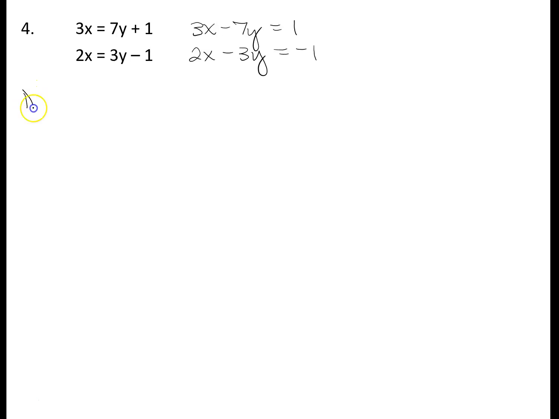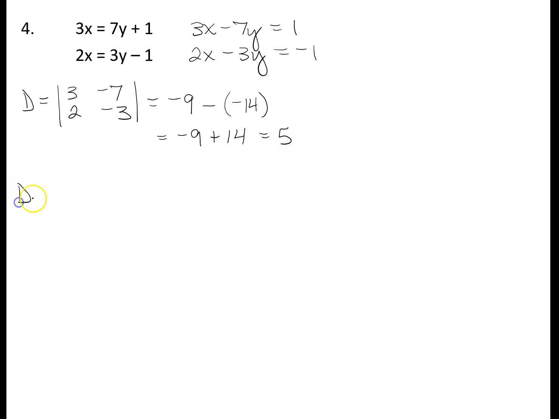Okay, so now we're ready to set up our determinants. We're going to start with D, and we do x coefficients, 3, 2, y coefficients, negative 7, negative 3. And let's calculate that. Start at the upper left, multiply the diagonal, 3 times negative 3, and then minus, multiply your other diagonal, is a negative 14. So negative 9 minus negative 14 is the same as negative 9 plus 14, so that's 5.